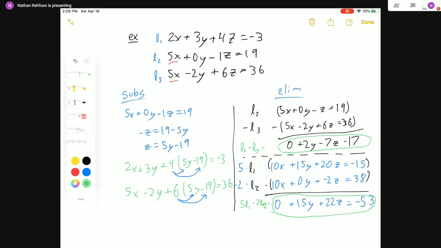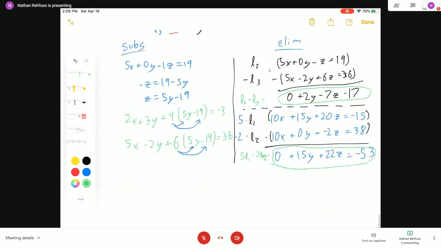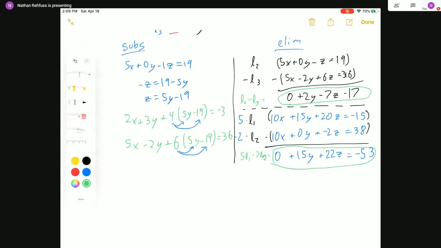And you can start in either one of these ways. And look, here we got a 2x2 made of x and y. Here we got a 2x2 made of y and z. Either one of these is perfectly fine, though. Doesn't matter which one you pick. To finish off the problem, we solve one of these 2x2s. I'm going to go ahead and solve the one I got by elimination.